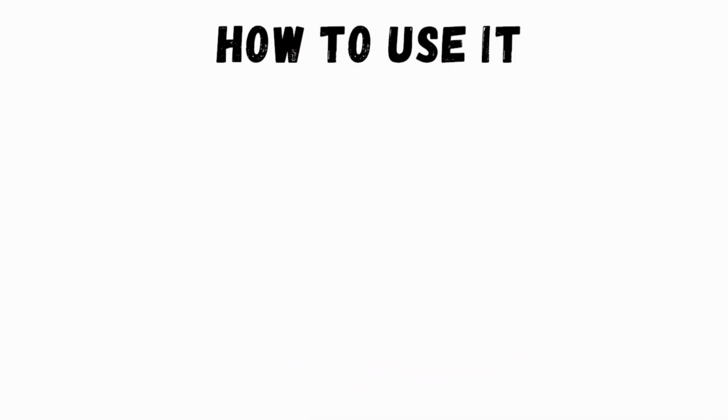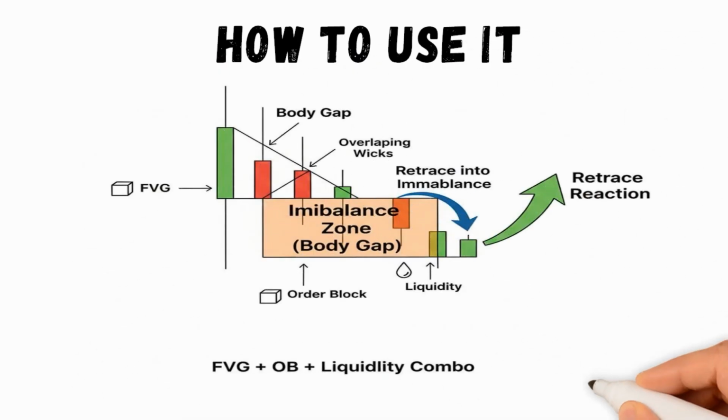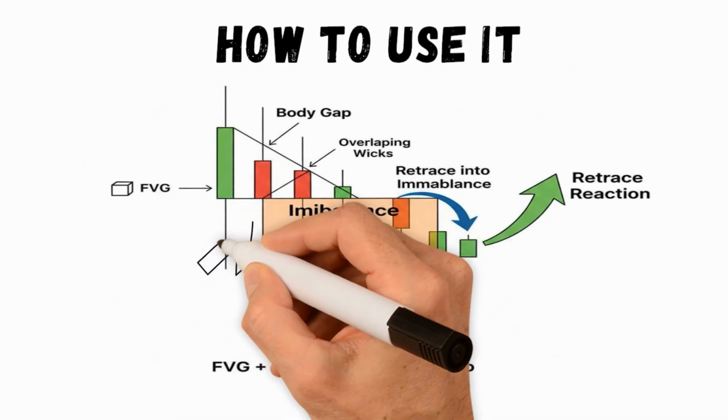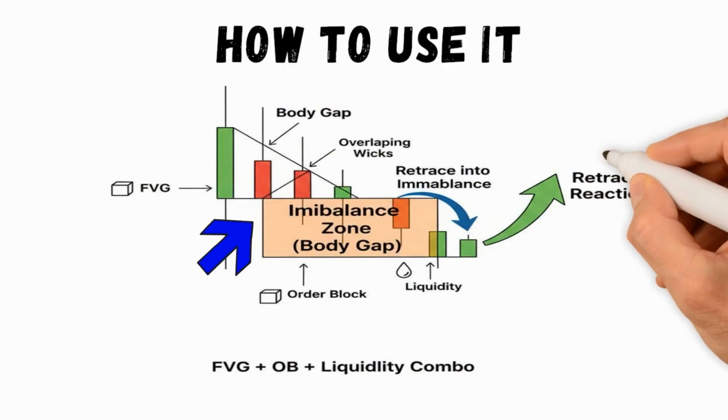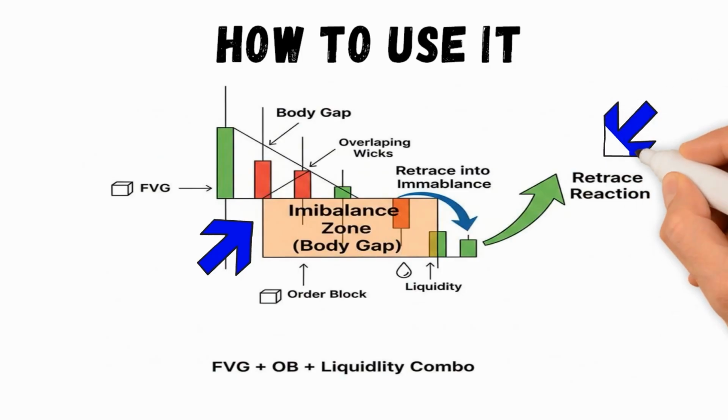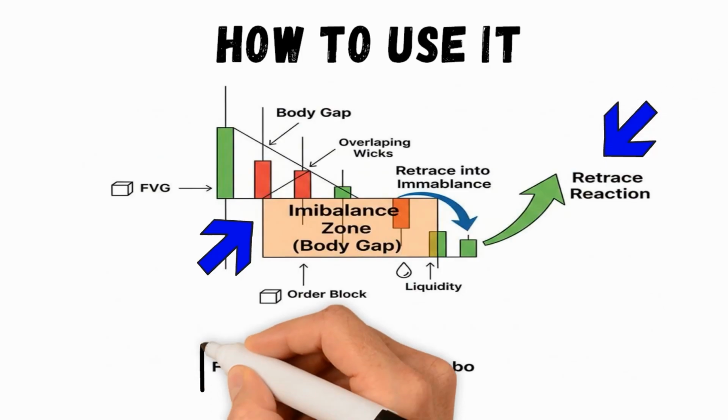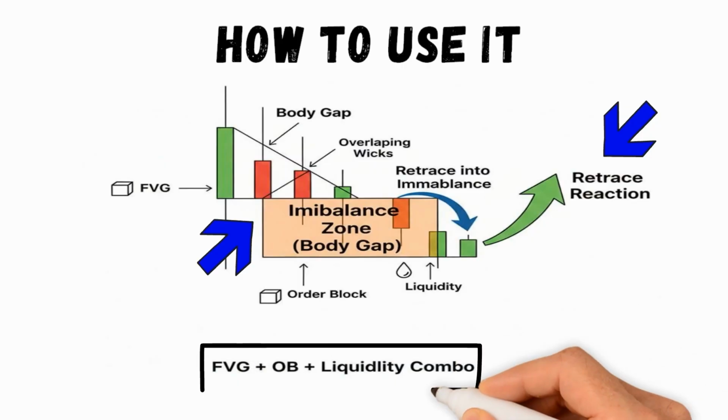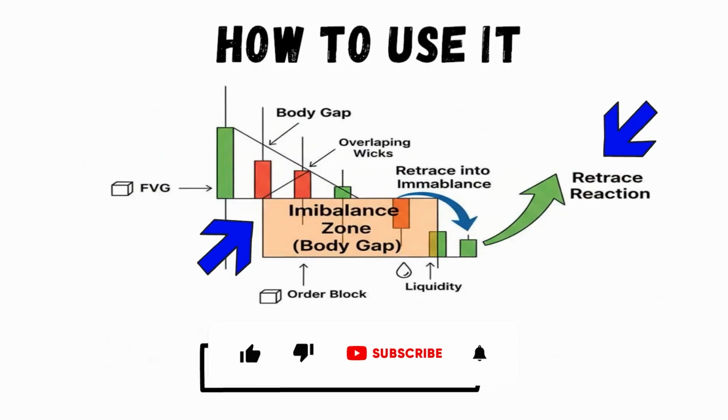How to use it? Spot candles with a visible body gap but overlapping shadows, and mark the zone between the open and close of the imbalance. Watch for price to retrace into this zone and react. Combine with FVGs, order blocks, or liquidity for higher confidence.